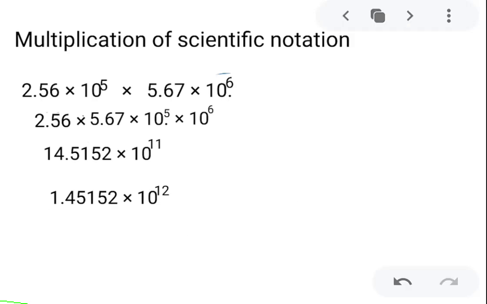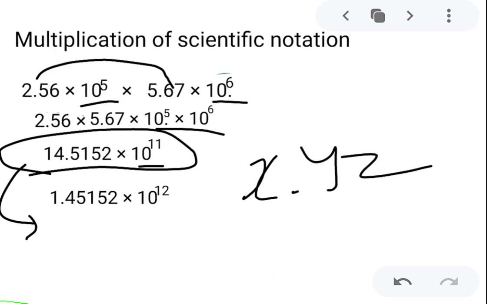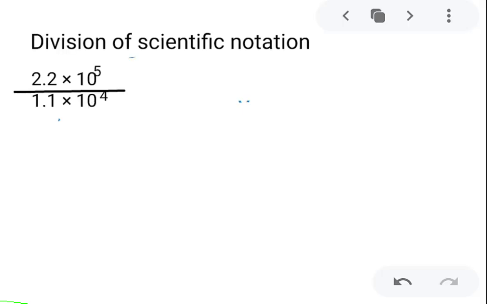Now let's see what we do in multiplication. In addition and subtraction, there was a rule that the power notation should be the same. Here it is not so. Here you just have to multiply both, and according to the law of indices just add, 10 raised to 11, and the number, according to the rule, convert it into a standard scientific form where it should be in the form of x point yz etc. Why is it so? Because the point should come after one digit. This is what we have done in addition and subtraction.